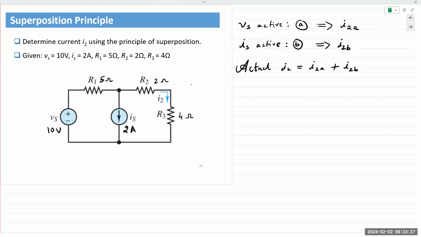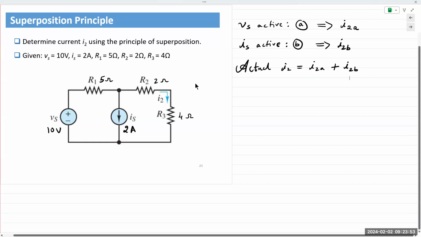If there was a third source in there, I would have I2C. Fourth one, I2D, and so on and so forth. And you can see how it can get complicated real fast. Well, not complicated, but lengthy and time consuming, the more sources you have. You good so far? All right.